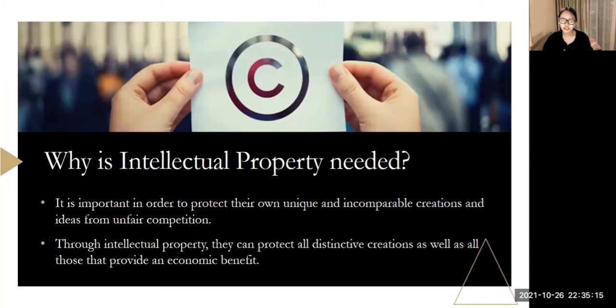So intellectual property is important in order to protect their own unique and incomparable creations and ideas from unfair competition. And through intellectual property, they can protect all distinctive creations as well as all those that provide an economic benefit. So to elaborate, intellectual property or IP is needed especially for creators to protect their work from getting plagiarized by others. And without protection of ideas, businesses and individuals would not reap full benefits of their inventions and would focus less on research and development.